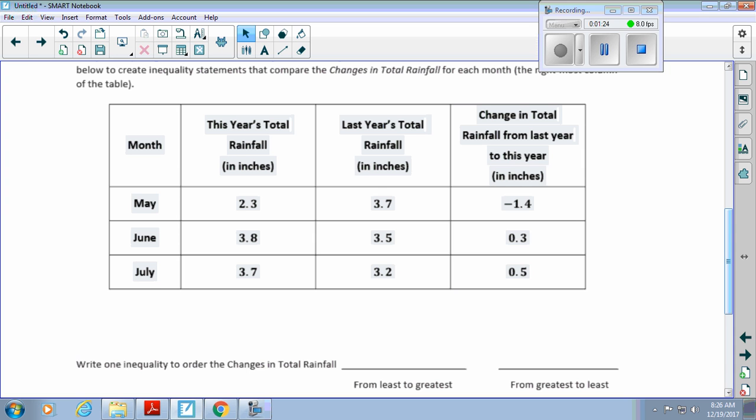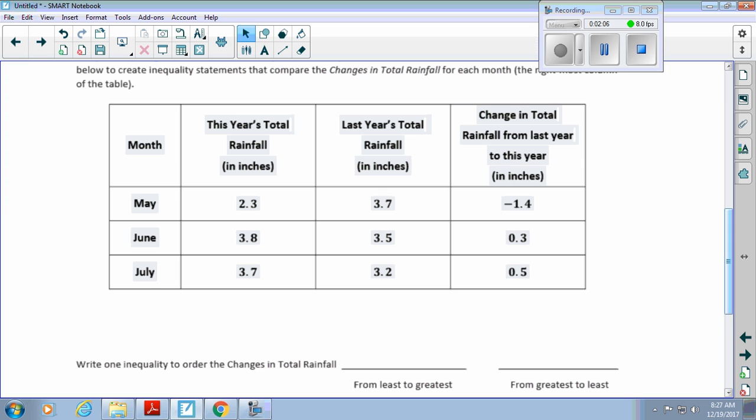So just a quick question, what is the rainiest month there? Joseph? June. June, very good. All right, we're comparing that to last year's total, right? Last year in May they got 3.7, in June they got 3.5, and in July they got 3.2, all right? And so we're talking about this year and then comparing that to last year. So this year, for example, in May, 2.3, last year 3.7, that was a change of negative 1.4. Why would that number be negative? Why would that be a negative 1.4?